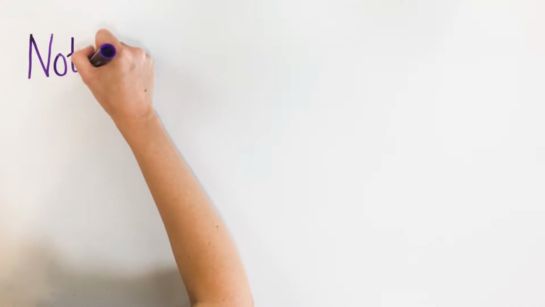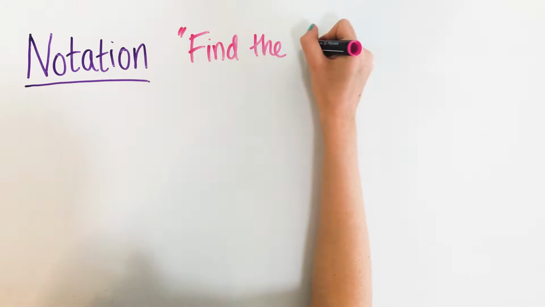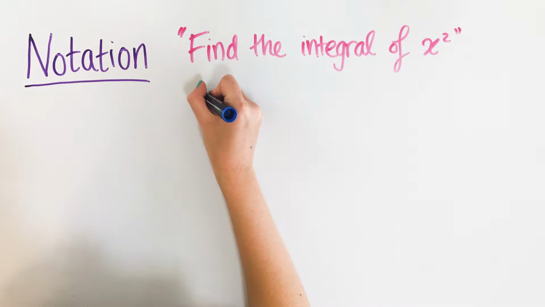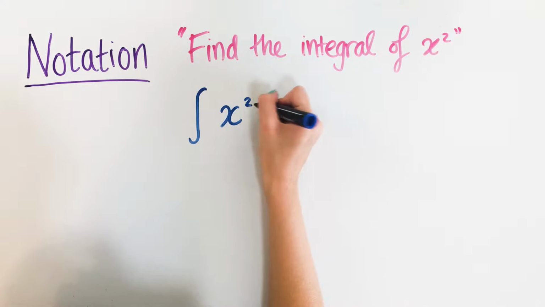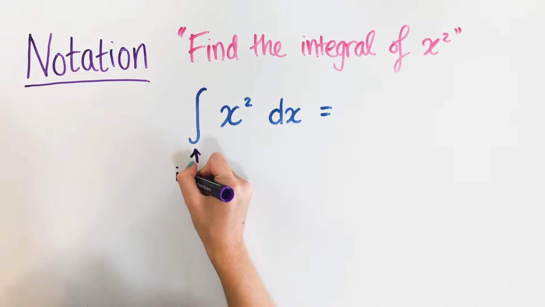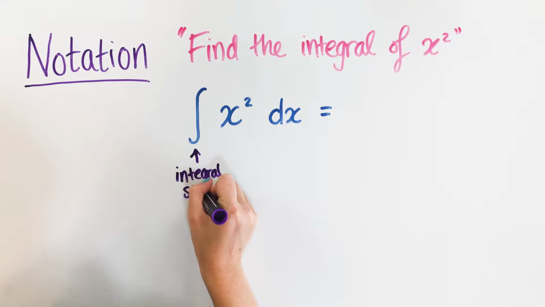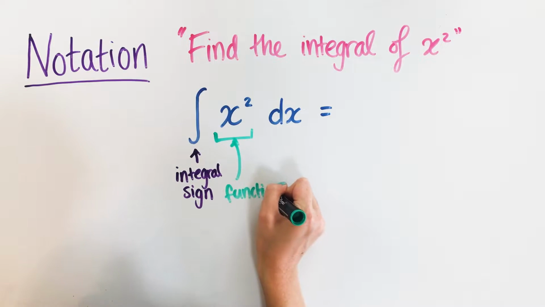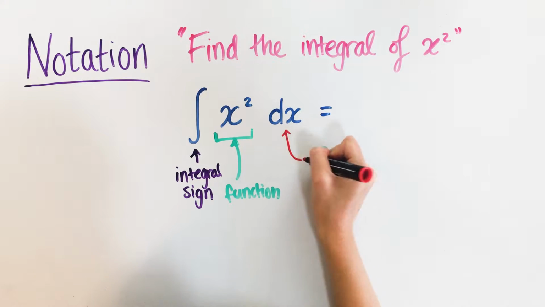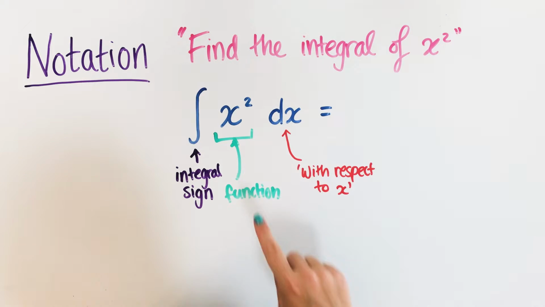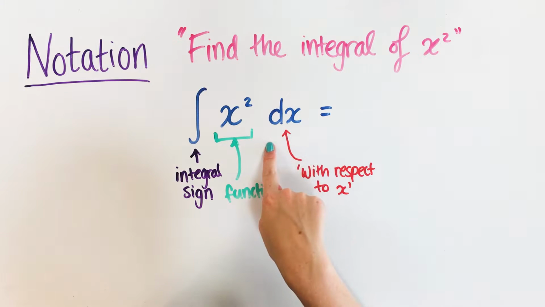Let's now look at some of the notation used in integral questions. Say as before, we're asked to find the integral of x squared. In mathematical notation, that can be written like this. So we have an integral sign, which looks a bit like an elongated s. Next to that we have a function, in this case x squared, and at the end we write dx, which basically just means with respect to x. So that tells us that we're integrating x squared with respect to x.